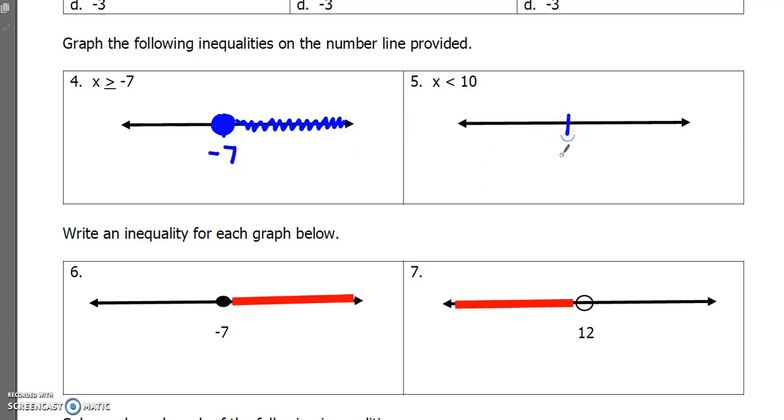Number 5, my number will be 10. My circle will remain an empty circle because it does not have an equal to. And then I am shading to the left.